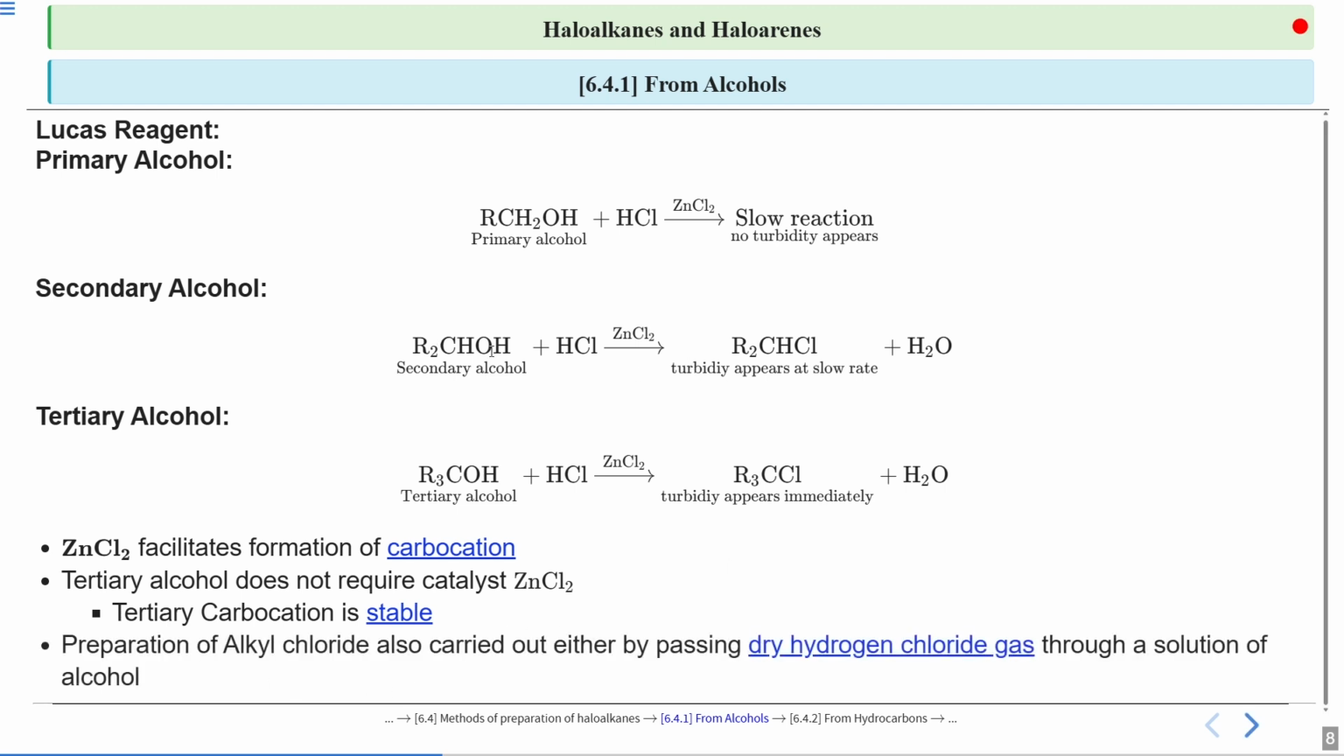Meanwhile, in the other reactions like secondary and primary alcohol reactions, you need zinc chloride to carry out the reaction, because zinc chloride facilitates the formation of the carbocation for the better attack of the chloride to get your desired product, right? Preparation of alkyl chloride is also carried out either by passing dry hydrogen chloride gas through a solution of alcohol. Okay, so you can even prepare the alkyl chloride by passing dry HCl gas through a solution in which alcohol is present.